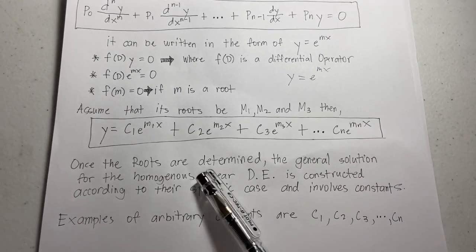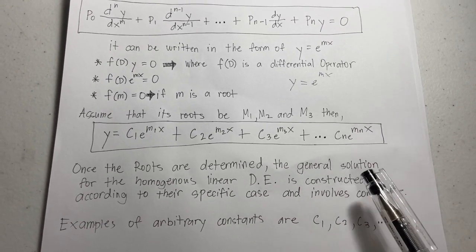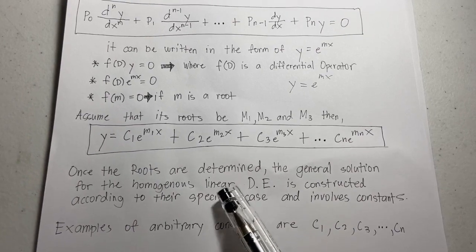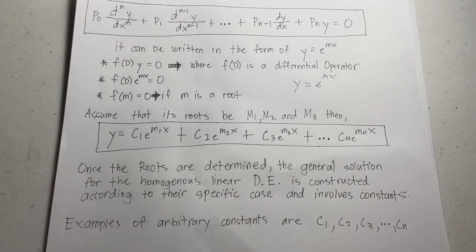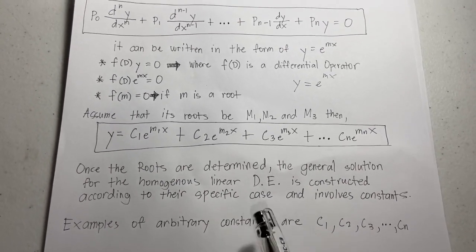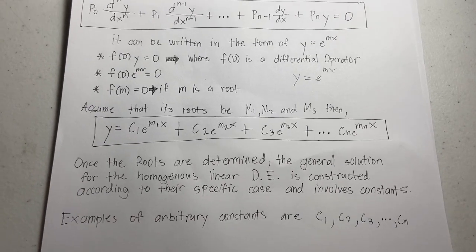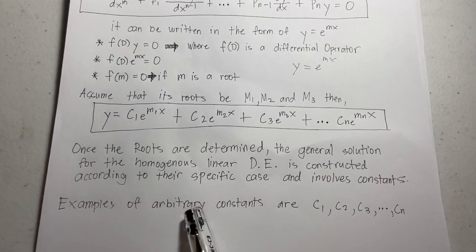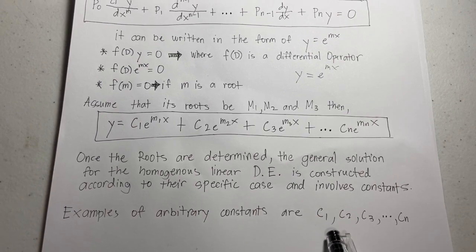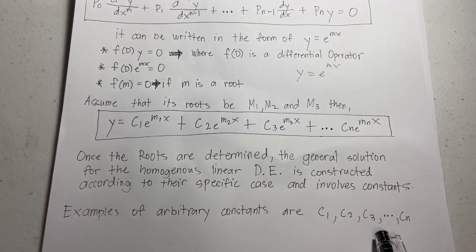Once the roots are determined, the general solution for the homogeneous linear DE is constructed according to their specific case, and it involves constants. Examples of arbitrary constants are C1, C2, C3, and so on.